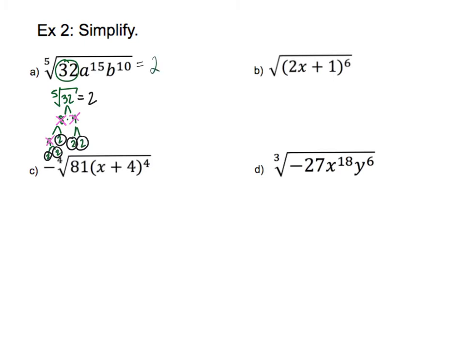The next thing I want to do is now take care of the variables. So this a is to the 15th power. So I'm going to take the exponent and divide it by the root. So 15 divided by 5 gives me a to the 3rd power. And b here is to the 10th power. So 10 divided by 5 gives me a 2. And then this is my final answer because I've gotten rid of the root.